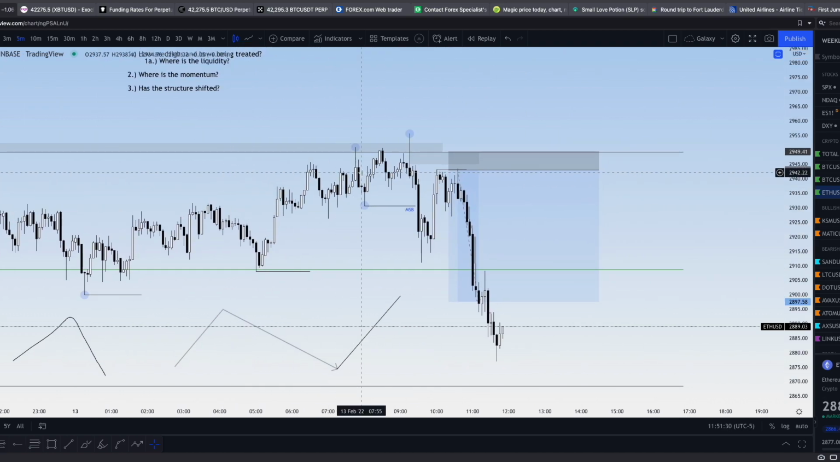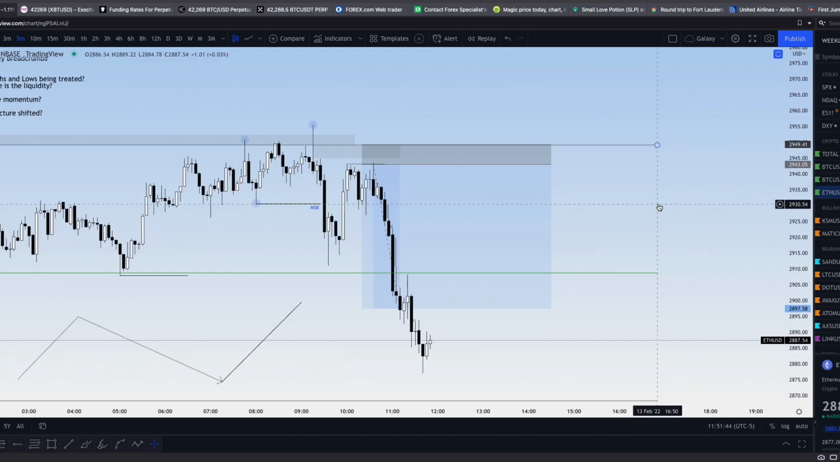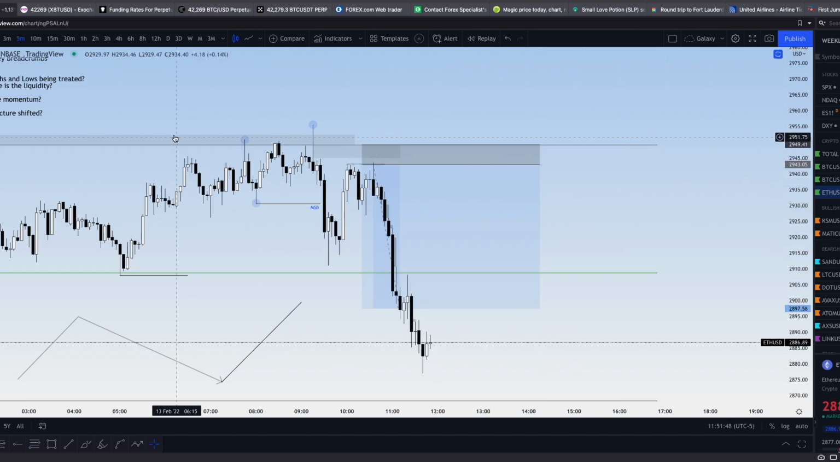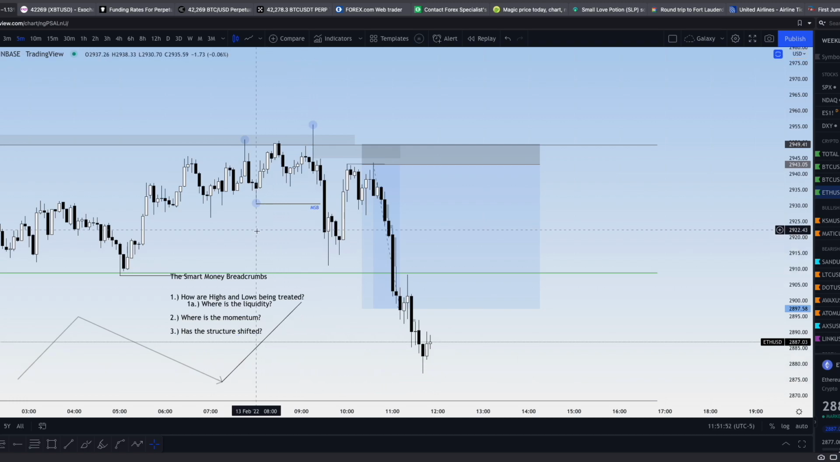And once you see that momentum shift pairing with where the liquidity is, that can start to give you a sense of, okay, I know where my targets are. I already see this liquidity was swept on one end, and the momentum has also changed. So that can start giving you a sense of trend possibly reversing. Now, the last thing to look out for is, has the structure shifted?